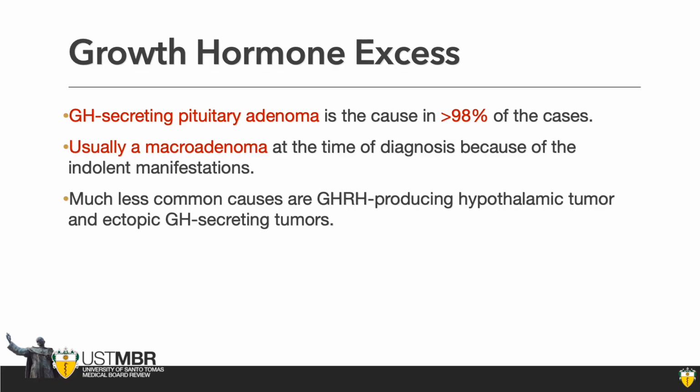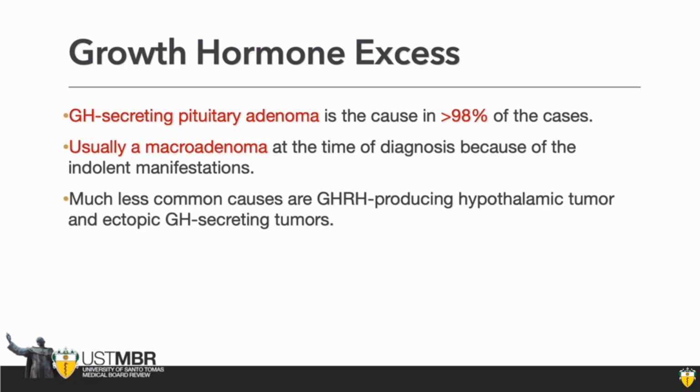The most common cause of acromegaly is a growth hormone secreting pituitary tumor, more than 98%. Less than 1% are all the other causes, like a hypothalamic GHRH or sometimes ectopic growth hormone secretion, like in the pancreas, a pancreatic tumor, for example.